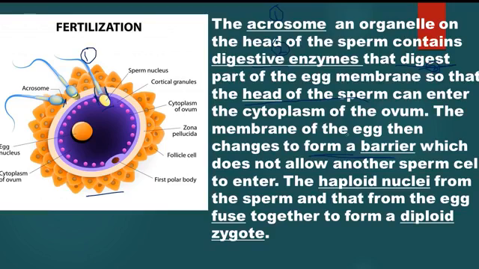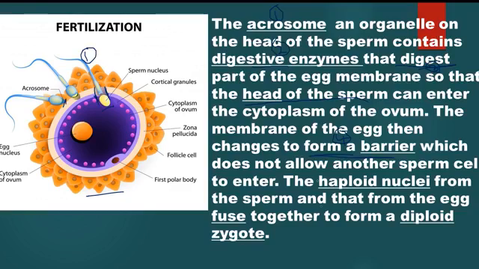So point number 4, after the digestion of the membrane and the head of the sperm cell has penetrated into the cytoplasm of the ovum, the next that you need to talk about, point number 4, are the changes that take place that lead to the formation of a barrier membrane. Now this barrier membrane prevents the entry of any other sperm cell.